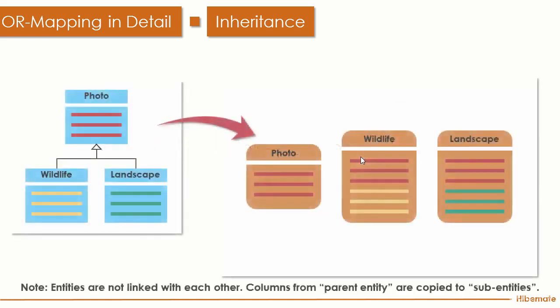The third one is table per concrete class. It's similar to one table per hierarchy, but it will only create the necessary attributes. Like we have a photo, then you just have the photo columns. Then the wildlife will have the photo columns plus its own columns. The landscape will have the photo columns plus its own columns. And this is a quite good strategy. But if you have a very complicated hierarchy in your superclass-subclass structure, this could cause a management problem.